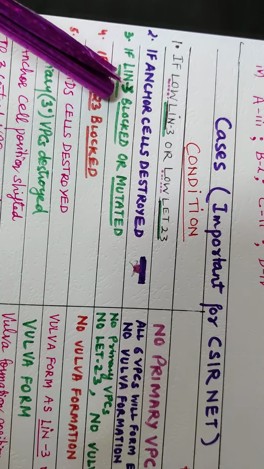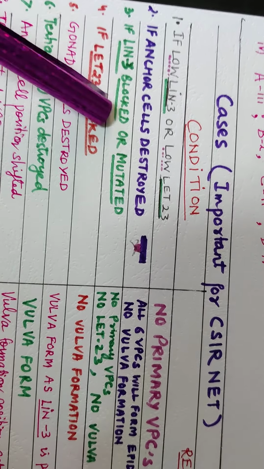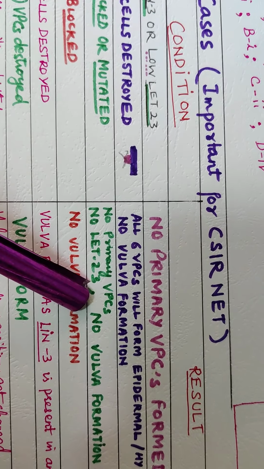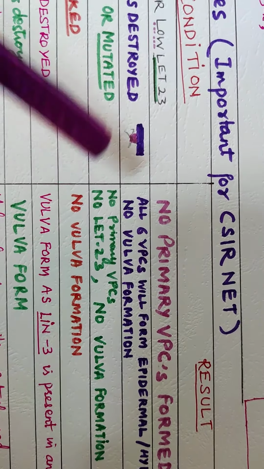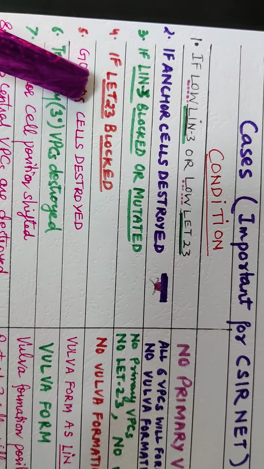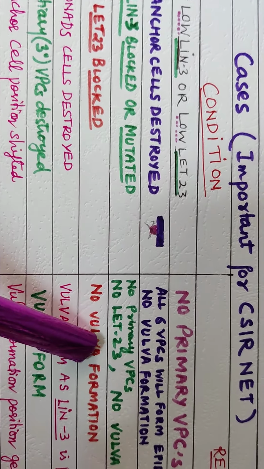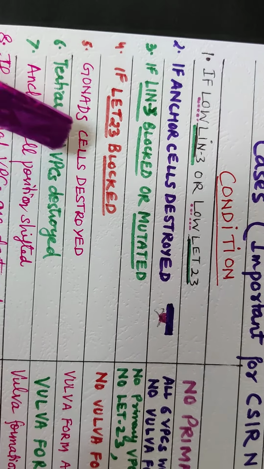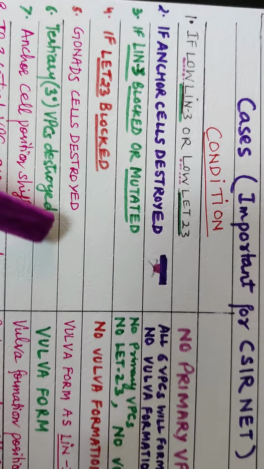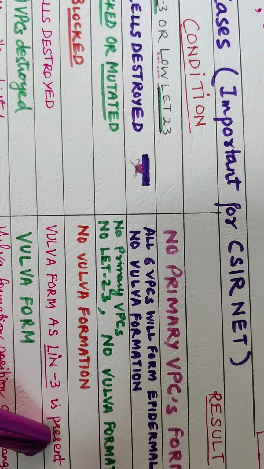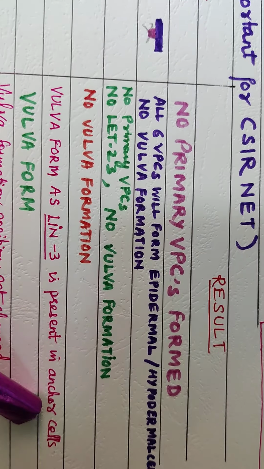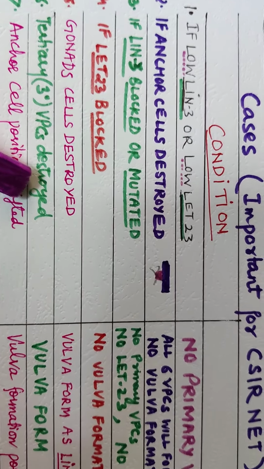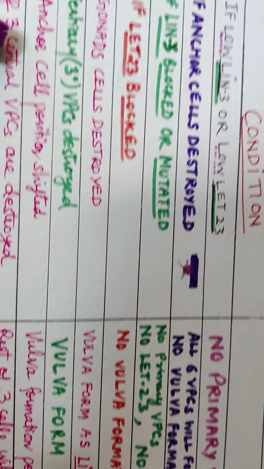The third case, written in green color: if lin3 is blocked or mutated, no primary VPCs will be formed, no let23 signaling will occur, and no vulva formation will take place. The fourth case, written in red color: if let23 is blocked, no vulva formation takes place in C. elegans. If gonad cells are destroyed, vulva forms as lin3 is present in the anchor cell. If a tertiary VPC is destroyed, vulva will still be formed.